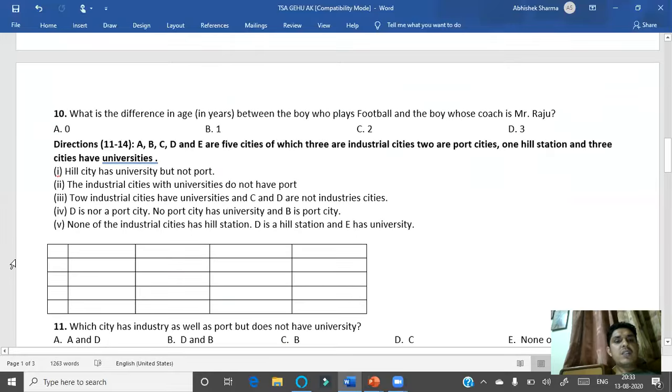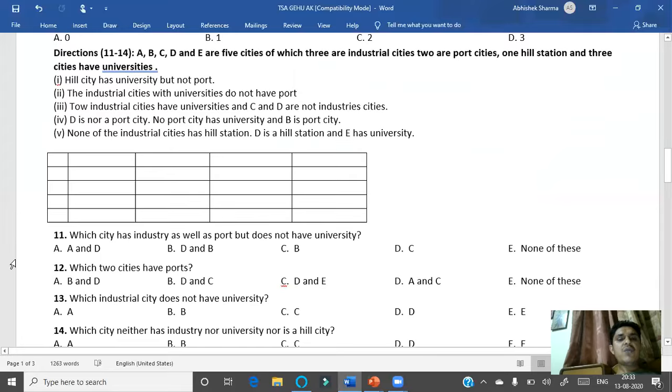Coming to the next question, questions 11 to 14, here we will be doing another kind of tabular sitting arrangement. We will see what we have to do in these questions. Question number 11 to 14: A, B, C, D, and E are 5 cities, of which 3 are industrial cities, 2 are port cities, 1 hill station, and 3 cities have universities.